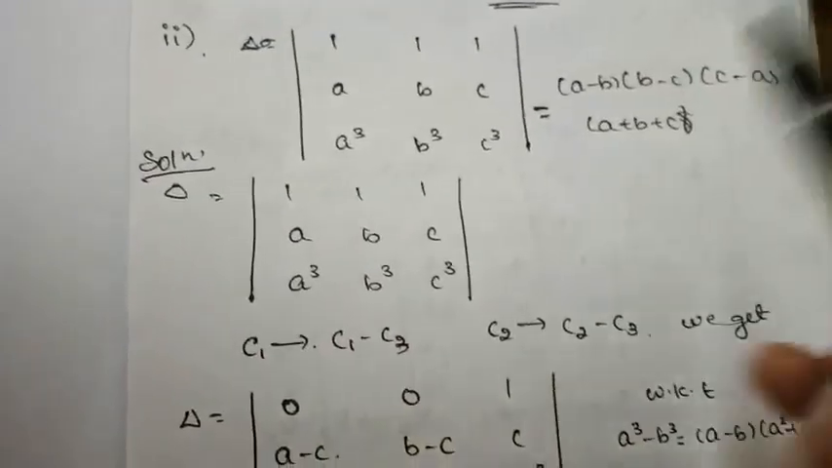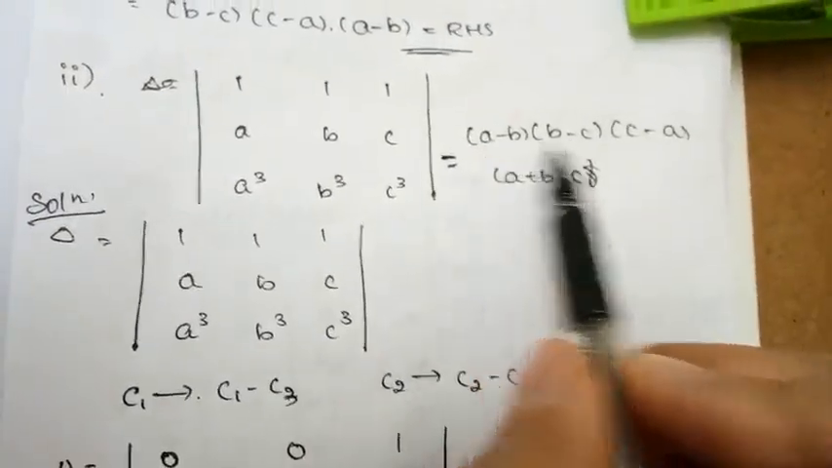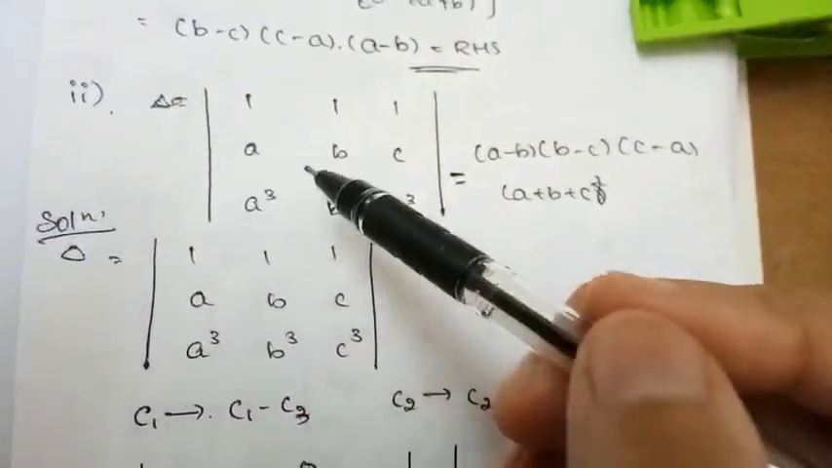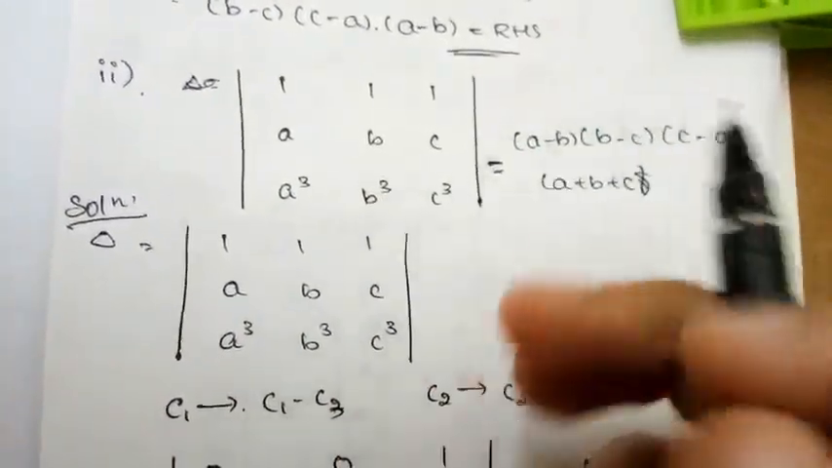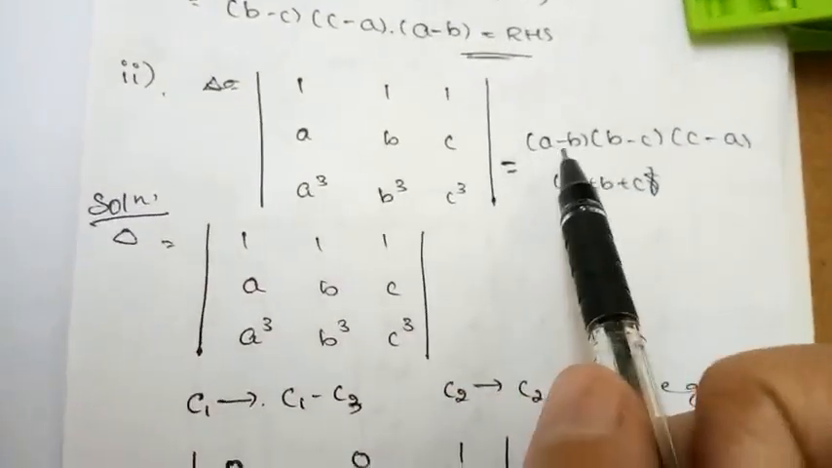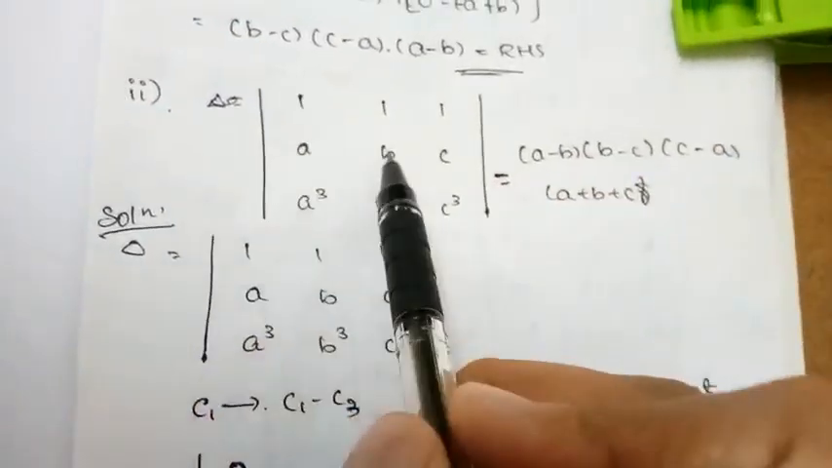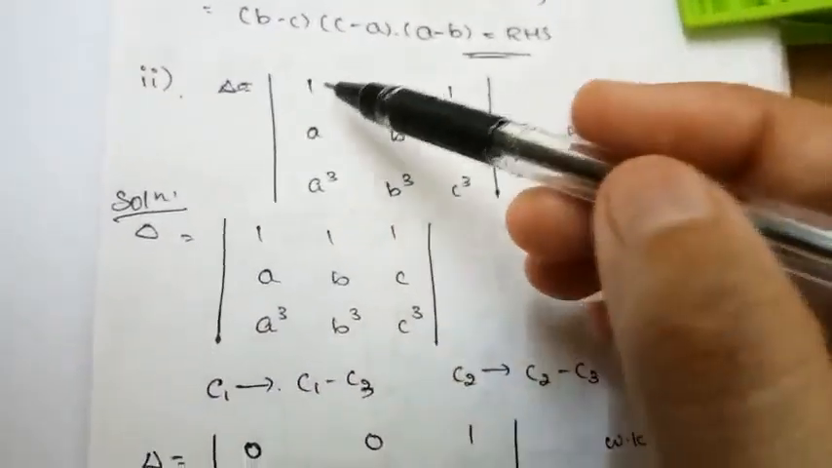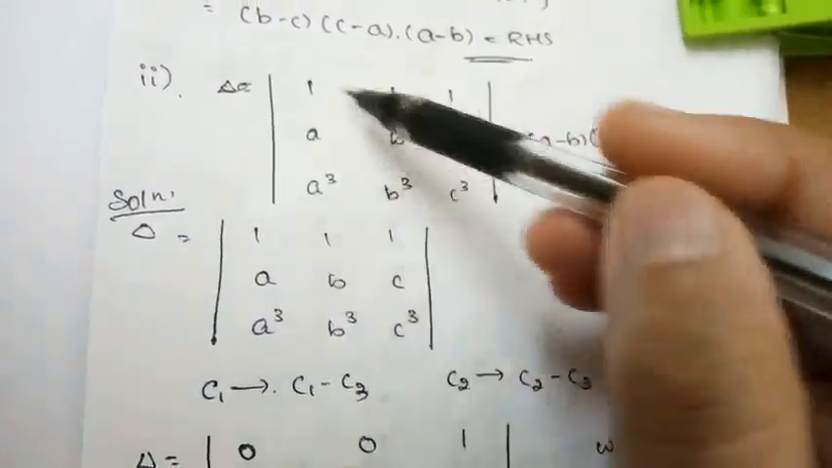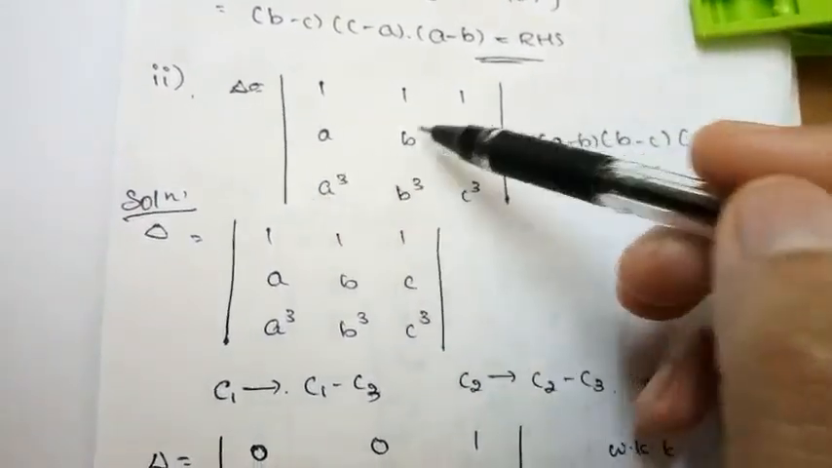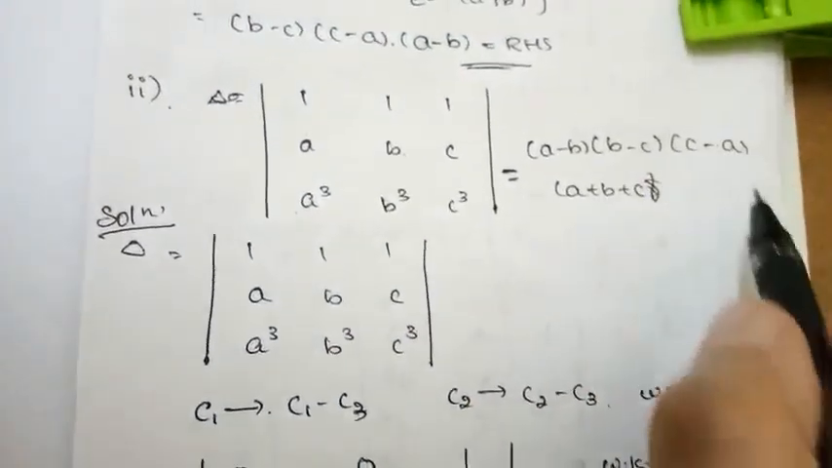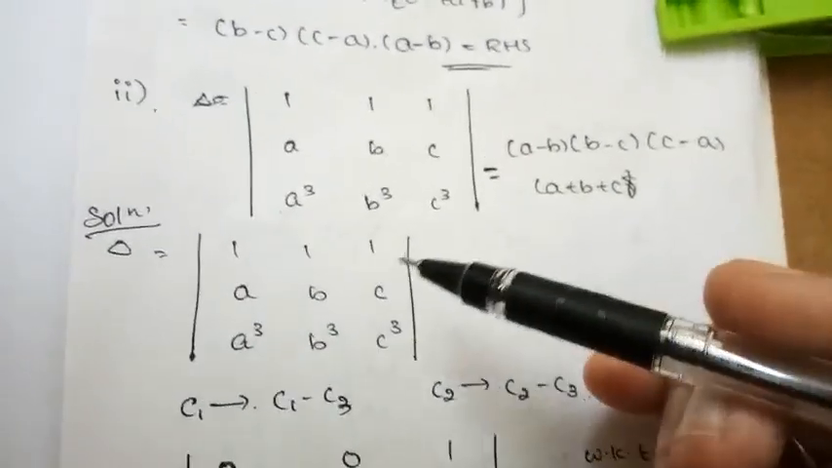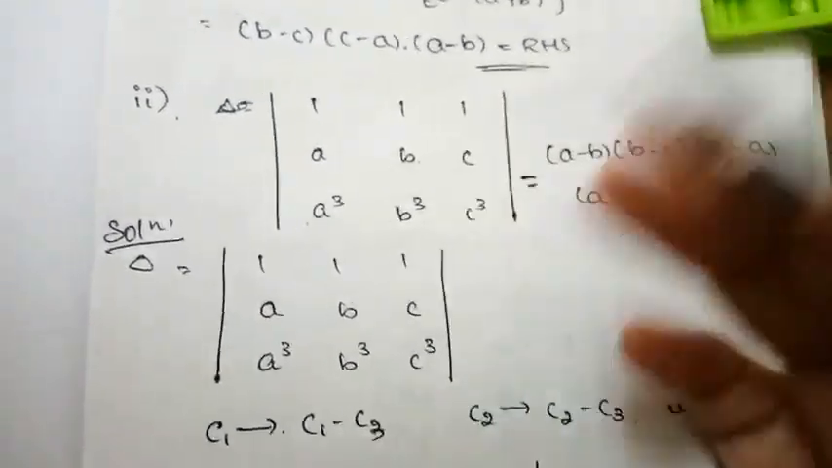So again, concentrate upon the RHS, what is required. Whether we go with the row operation or the column operation, which is suitable? Here all the relations are between A, B, B, C, C, A. If we go with the row operations, we are going to get the same elements, but if we go with the column operation, we are going to get this type of combination. So I'll go with the column operation. One thing is clear.